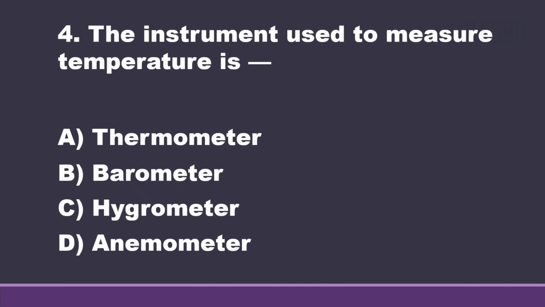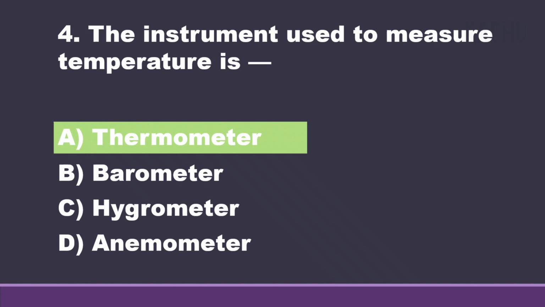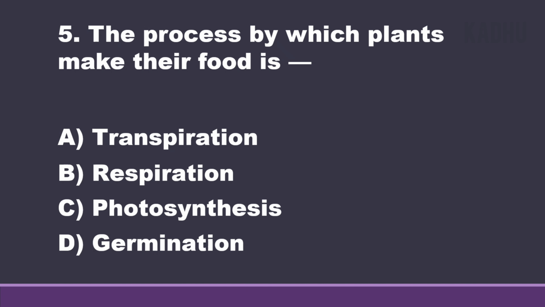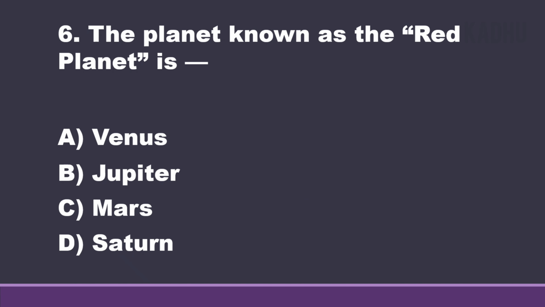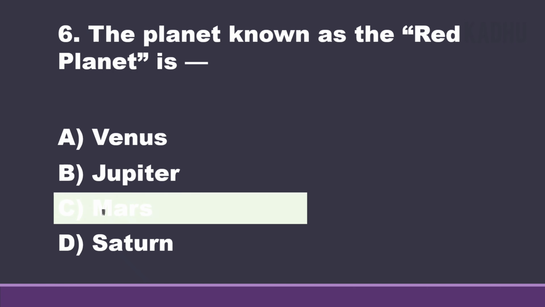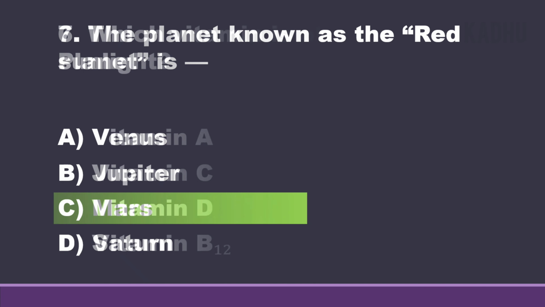The instrument used to measure temperature is, so option A will be the correct answer. Thermometer. Thermometer is used to measure temperature. The process by which plants make their food is, option C will be the correct answer. Photosynthesis. The planet known as the red planet is, option C, Mars will be the correct answer. Mars is also known as the red planet.